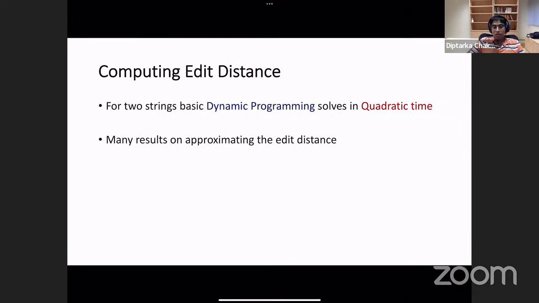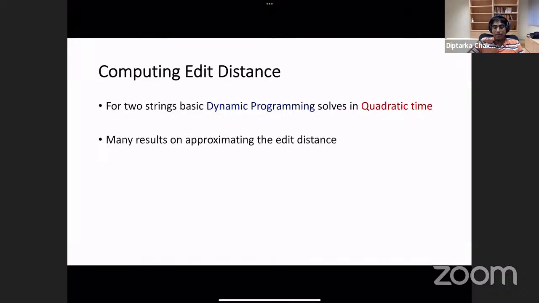And there is lots of work on approximating the edit distance in better than quadratic time. I am not going to list this work on how we can efficiently approximate the edit distance, because this talk is not about them. Rather, in this talk we will not even consider computing edit distance between two strings, but we will deal with multiple strings and consider some of the problems that involve edit distance.